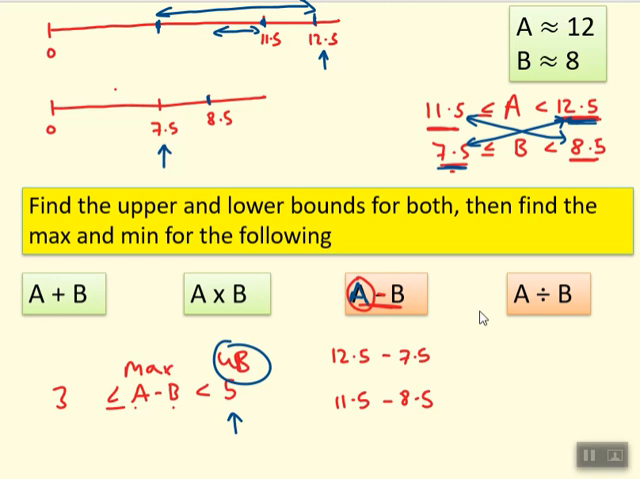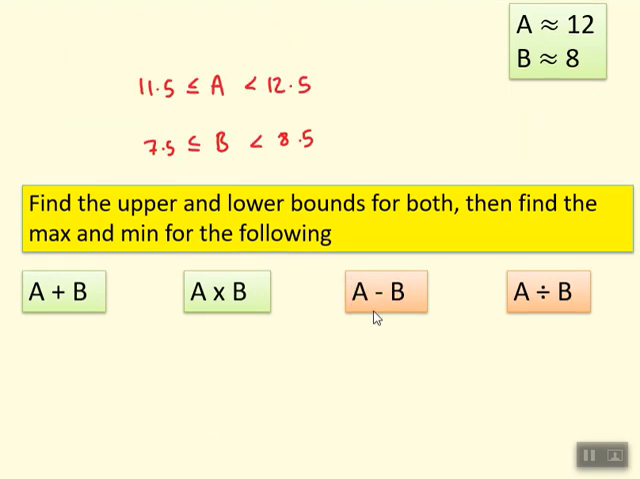So let me clear this first. If I want to find the highest possible answer for A divided by B, then I want to start with the biggest number for A divided by the smallest number for B. It makes sense because you're taking a large number and chopping it up into smaller bits, so you've got a larger number as the outcome. So if I do that on a calculator, I get 1.6 recurring, or 1 2/3.